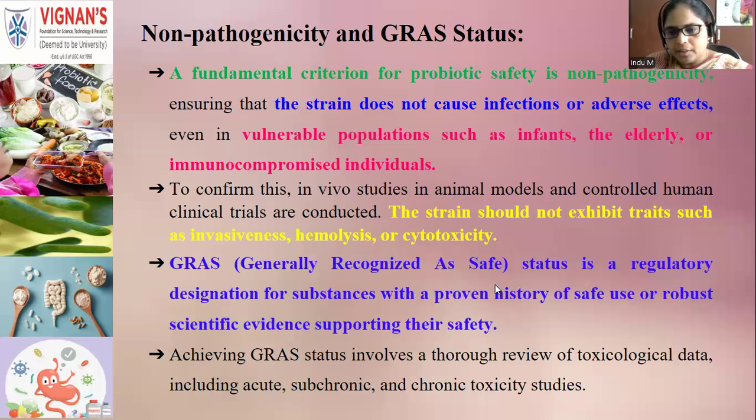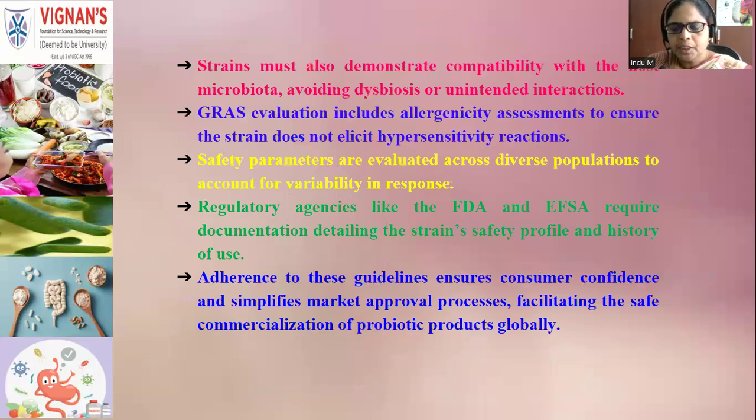GRAS, generally recognized as safe, status is a regulatory designation for substances with a proven history of safe use or robust scientific evidence of their safety, which status will be given by the FAO and WHO. Achieving GRAS status involves a thorough review of toxicological data, including acute, subchronic, and chronic toxicity studies. We need to perform this and submit this data to the organization so that they provide the GRAS status to the particular probiotic strain.